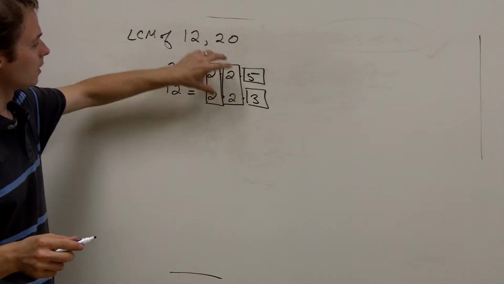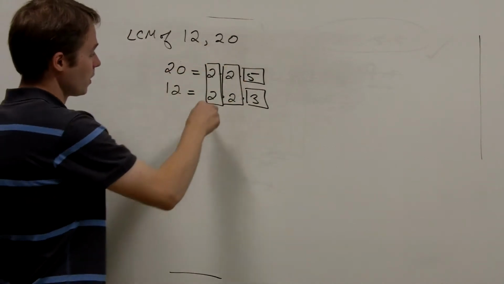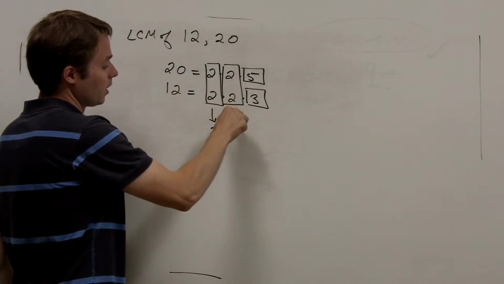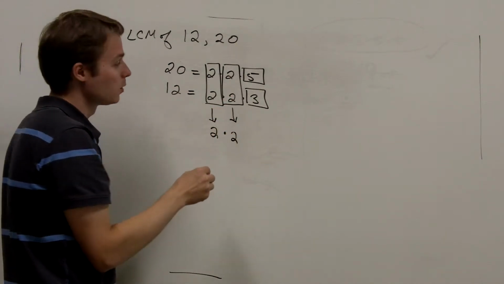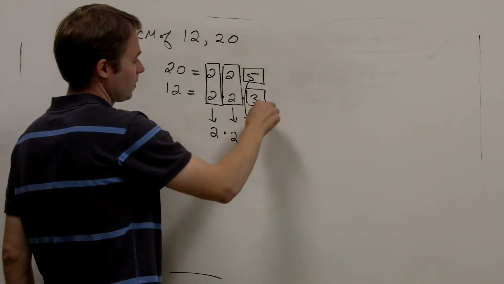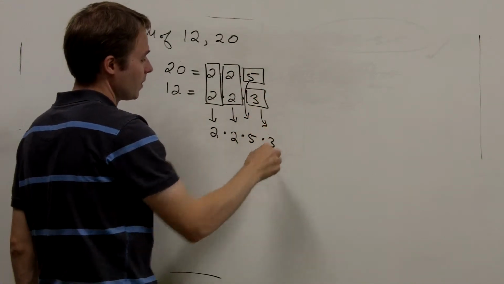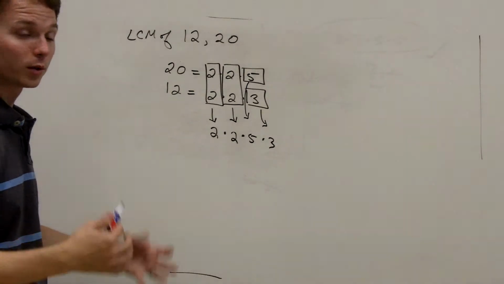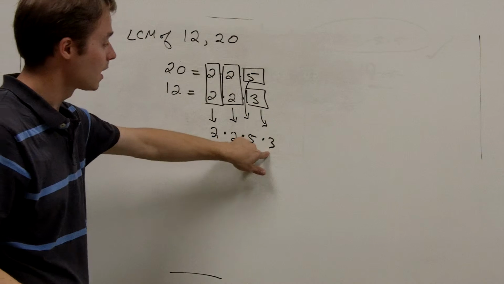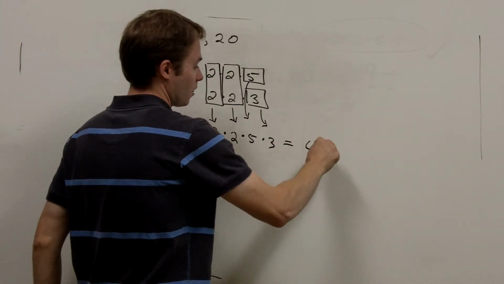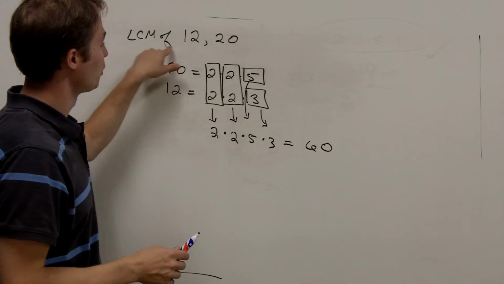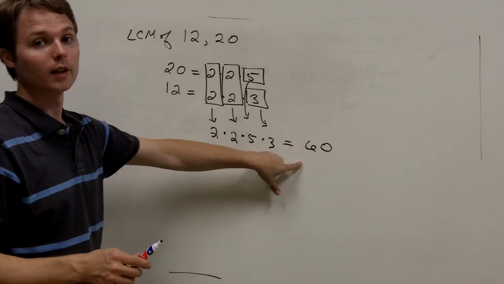Now we just take each square as its own number. So this square gives me a 2, just one of them though, only take one of the 2's. This square also gives me a 2. This square will give me a 5, and this square will give me a 3. And we just take all of those numbers and multiply them together. So 2 times 2 is 4, times 5 is 20, times 3 is equal to 60. So 60 should be the least common multiple of 12 and 20.